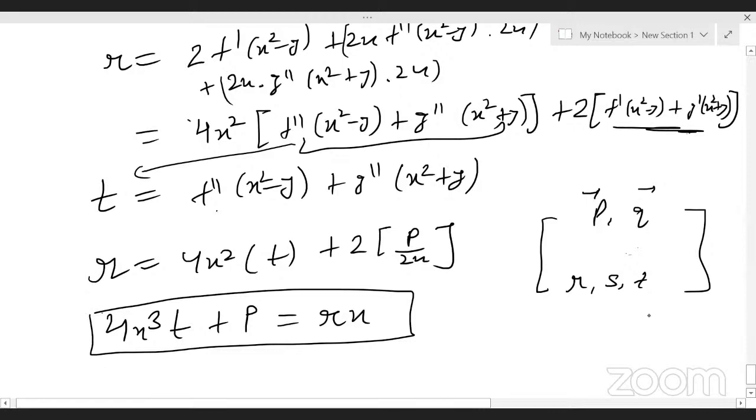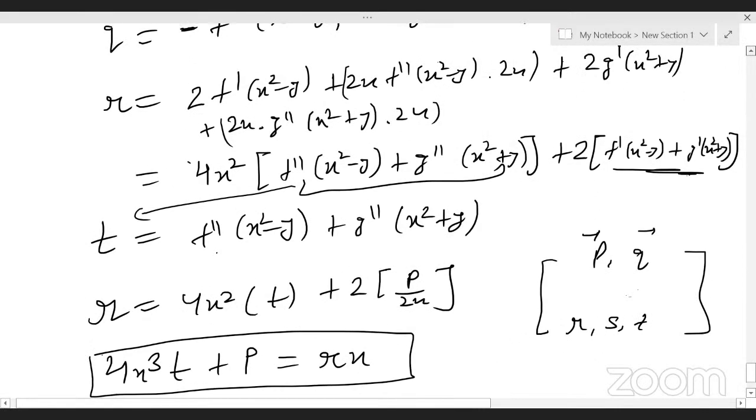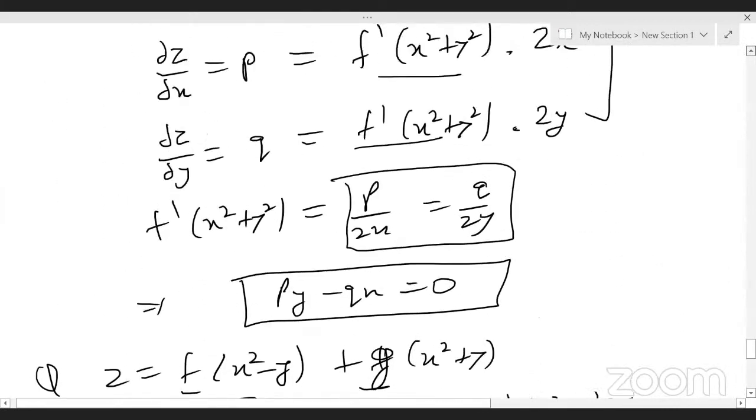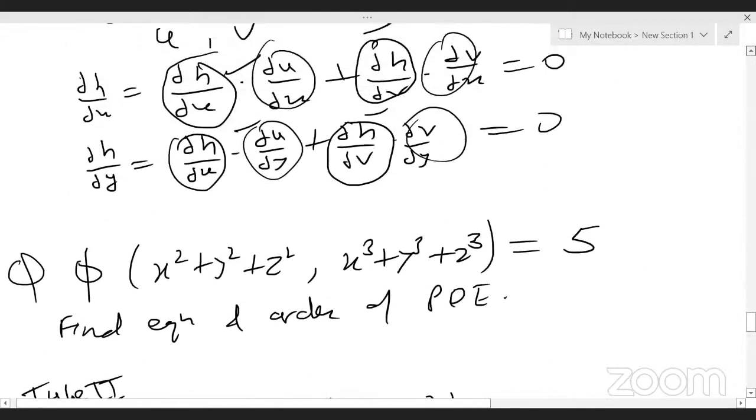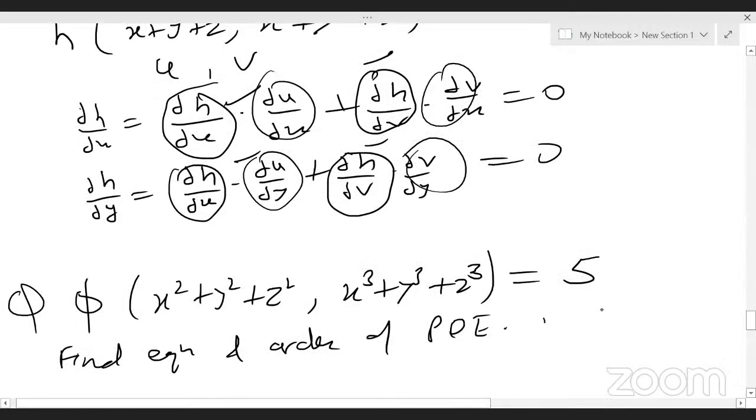So this is not very tough. This can be done. Mostly the questions, if you see, are asked from the implicit functions. If you see the PYQs, mostly the questions asked are from type 1. These are the types of questions that have been asked.